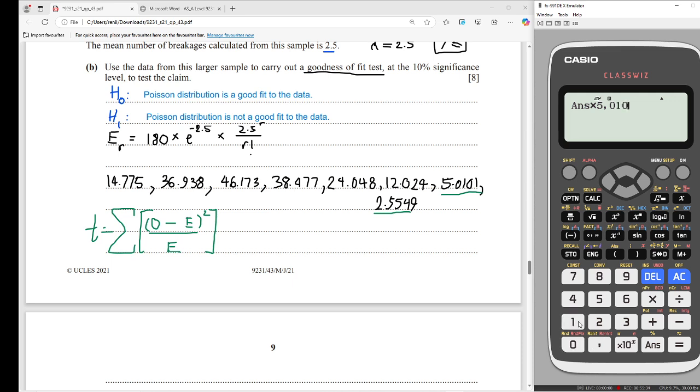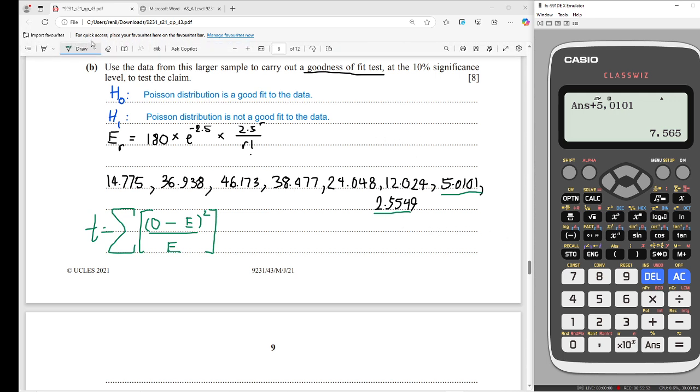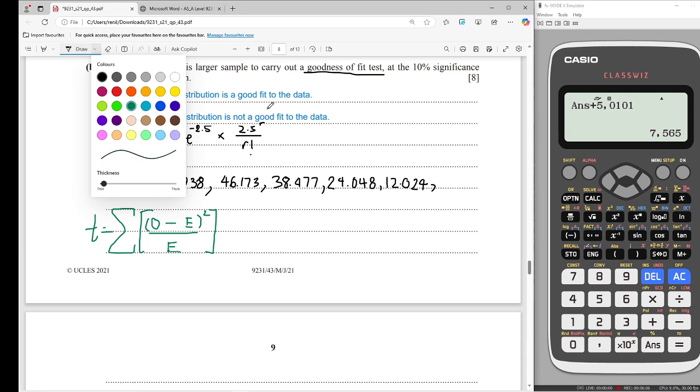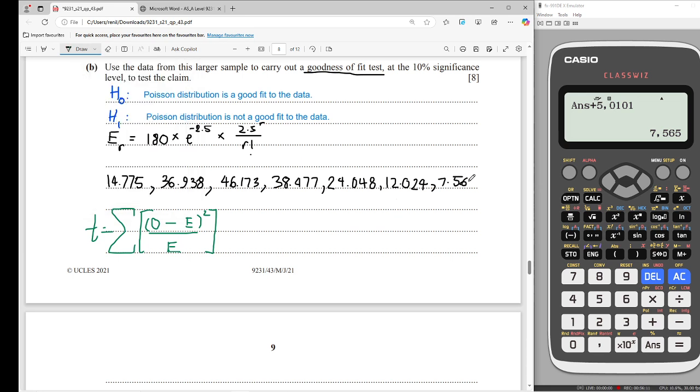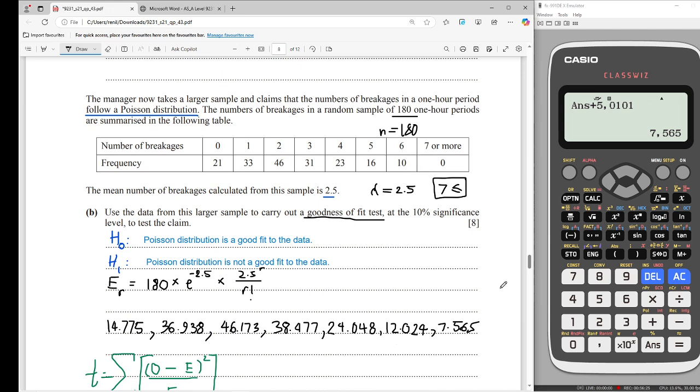So we're going to combine these two. Let's just get back our value there, and then we add this with 5.0101, which is equal to 7.565. So I'm just going to erase this, and I'm going to put here 7.565. Notice that we need to combine our total frequencies as well. We need to combine the frequency that we've had over here, so we combine these two. So this is when you get 6 or more, and this is 5, 4, 3, 2, 1, 0. So let's just put this here, 0, 1, 2, 3, 4, 5.